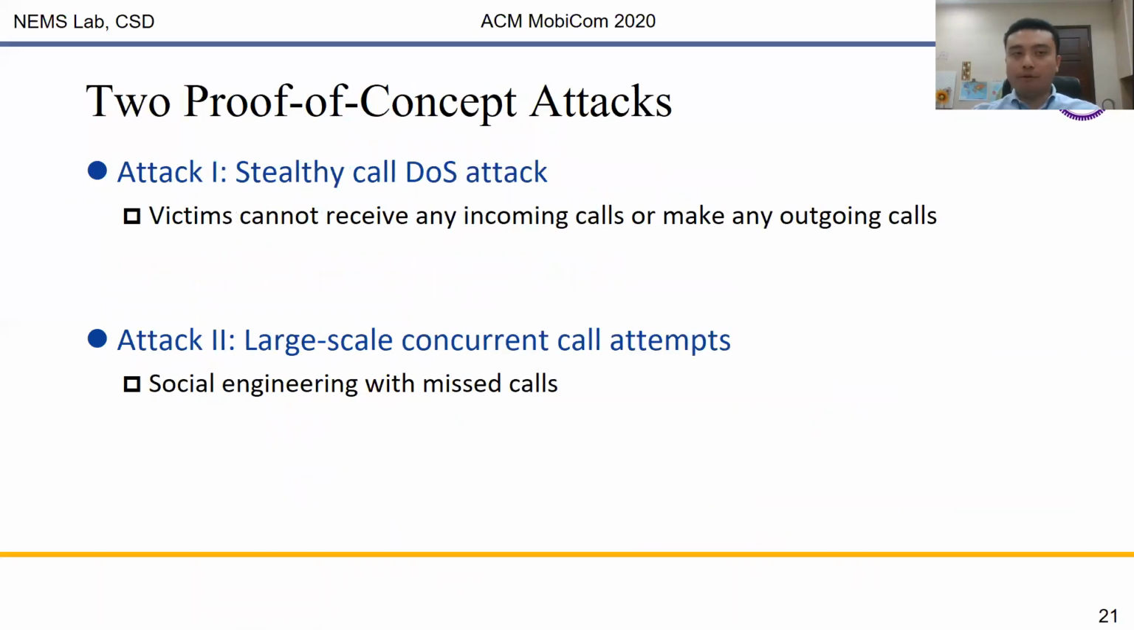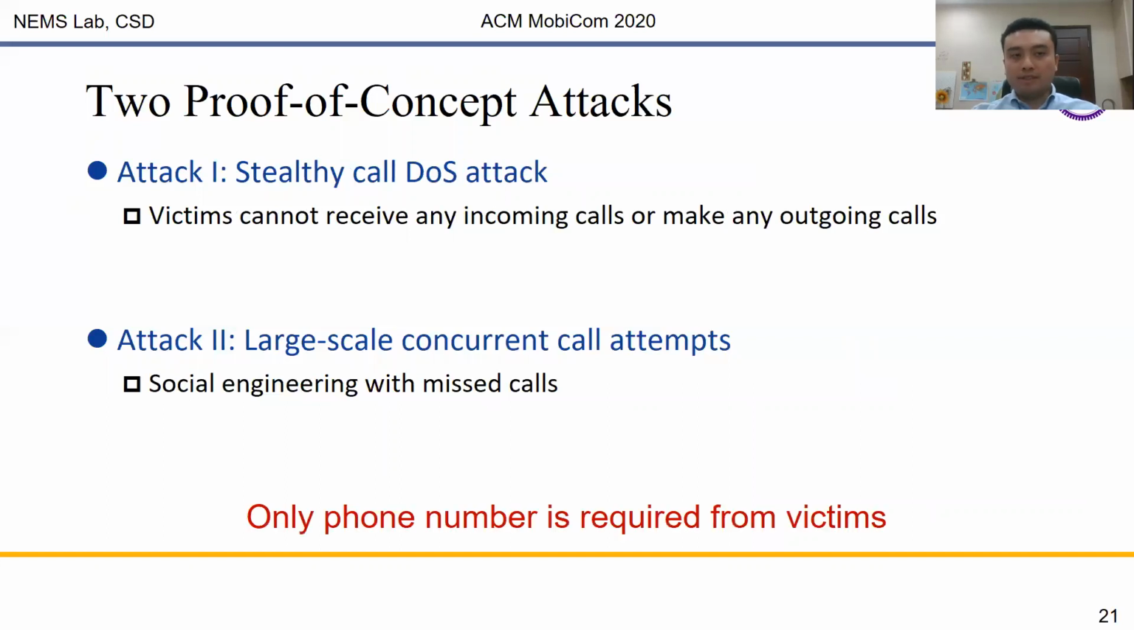Based on the above three vulnerabilities, two attacks can be developed. The first attack is stealthy call DoS attack. Victims cannot receive any incoming calls or make any outgoing calls during the attack. Moreover, the victims are not aware of this attack. The second attack is that the attacker can create large-scale concurrent call attempts to make many missed calls for social engineering attacks. For both attacks, only the phone number is required from the victims. So here we focus on the first attack, stealthy call DoS attack.